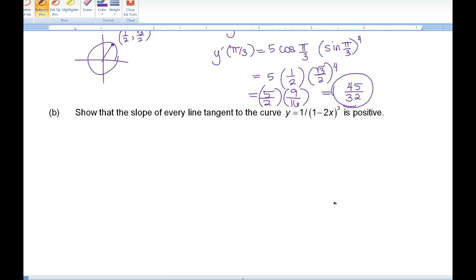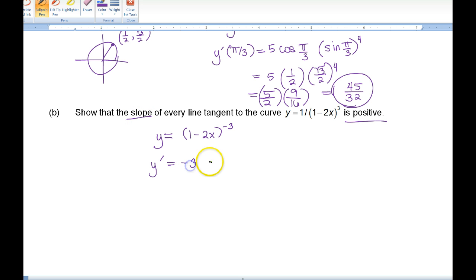Okay, the last example. Show that the slope of every line tangent to the curve y equals 1 over 1 minus 2x to the 3rd power is positive. So first thing I'm going to do is rewrite this with a negative exponent. Instead of writing 1 over, I just wrote 1 minus 2x to the negative 3. So let's go ahead and look at the derivative, because that's going to tell us the slope.